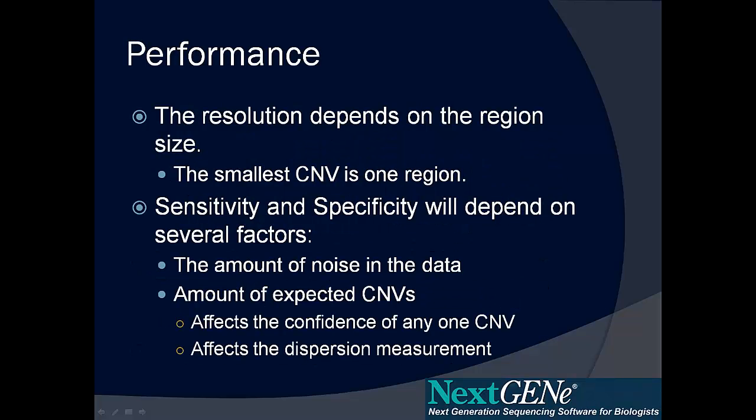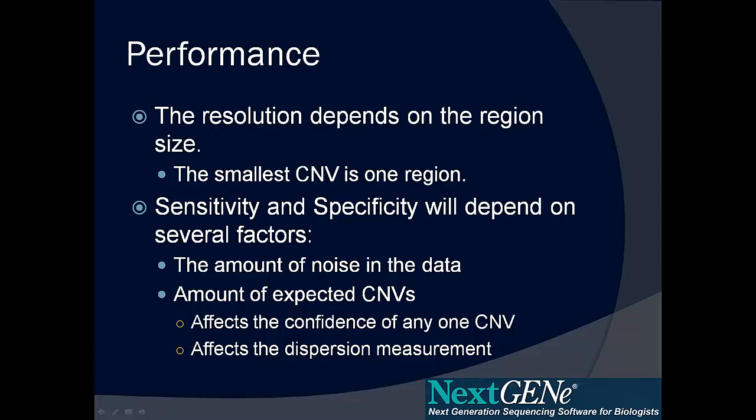As far as the performance of this algorithm goes, the resolution depends on the region size. We're making one call for each region. We're not trying to find exact endpoints of CNVs. And if you do have a CNV that doesn't completely cover a region, what we would see is that the ratio would be somewhat in between. So if half of a region is deleted, we'd expect that region as a whole to be in between deletion and normal.